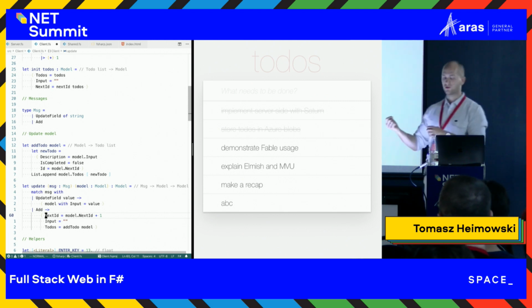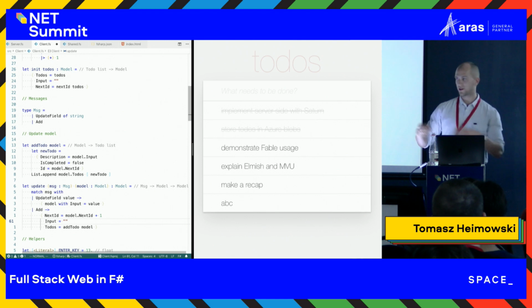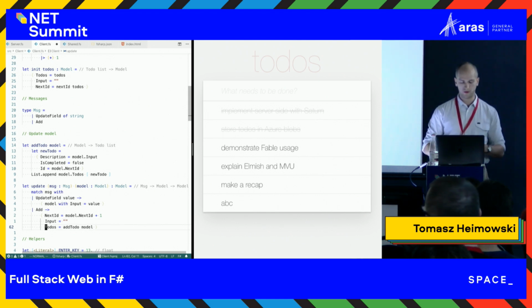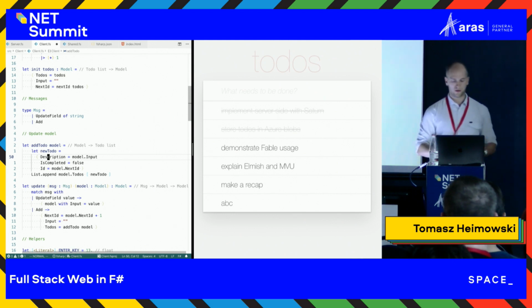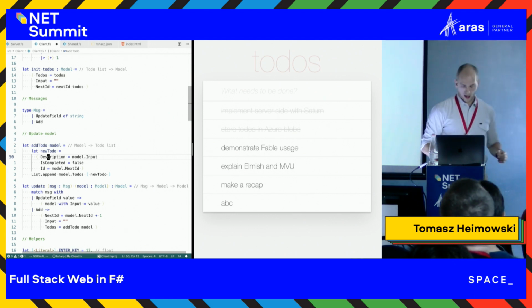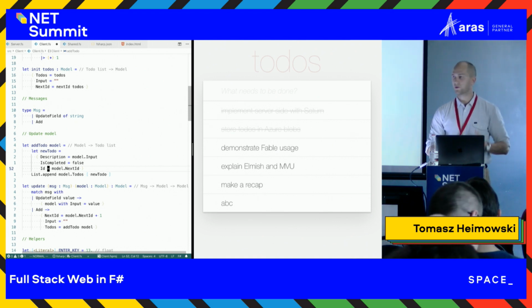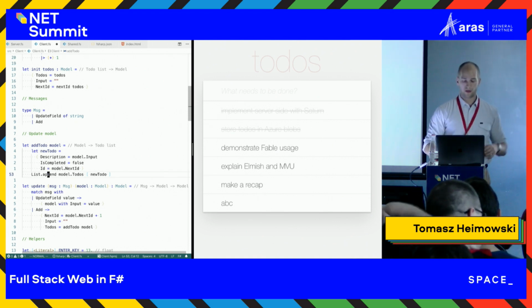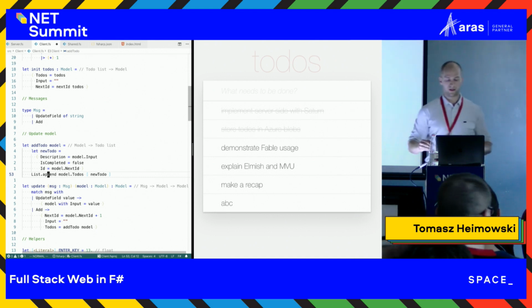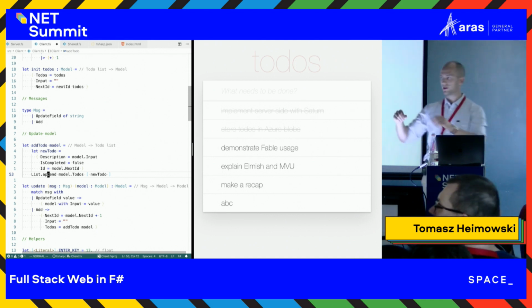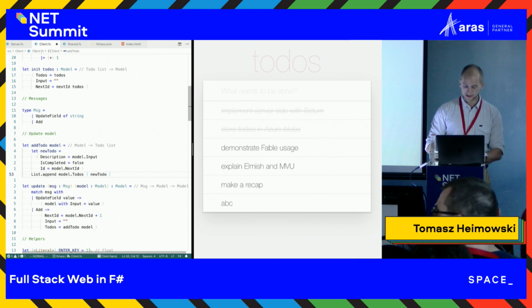So next ID will be incremented. The input will be reset to an empty string. And the to-dos need to be calculated based on the add to-do function. So add to-do basically creates a new to-do based on the model input, the value that we've got in the input. The isCompleted flag will be set to false initially, and ID is taken from the next ID within our model. And then we return a list concatenated with the current to-dos and the new to-do. So that's the update function.